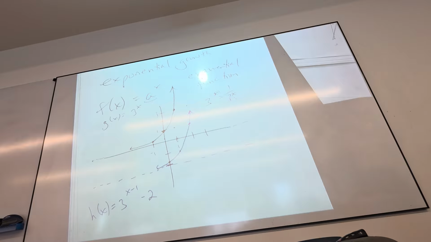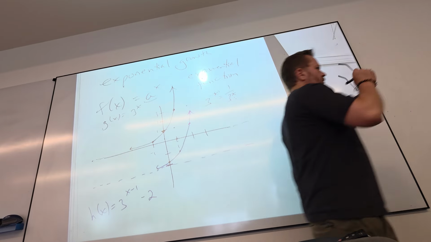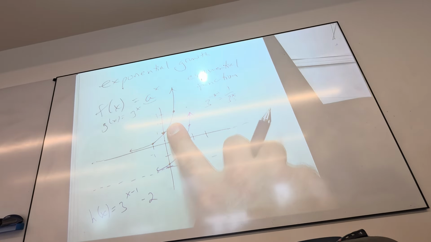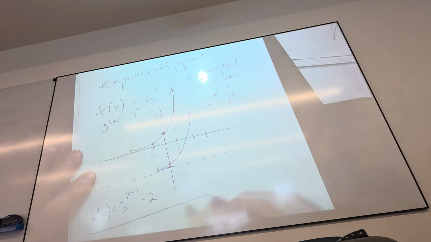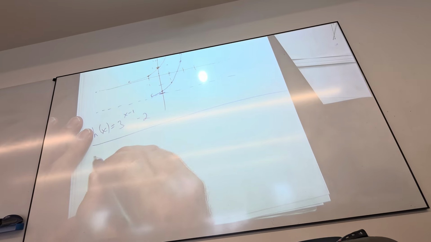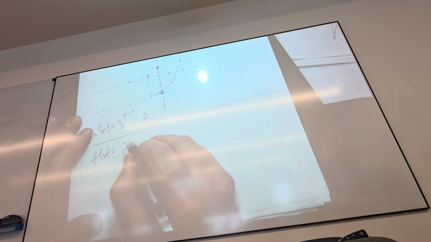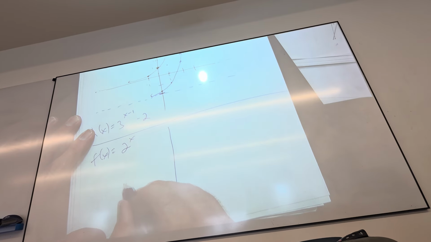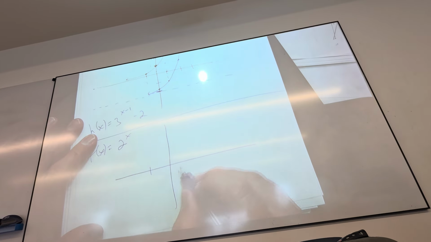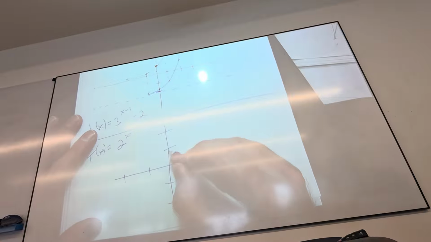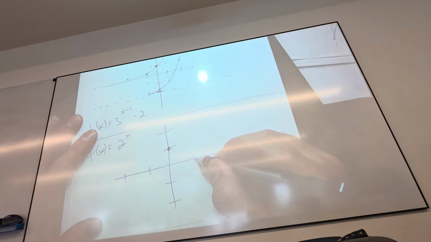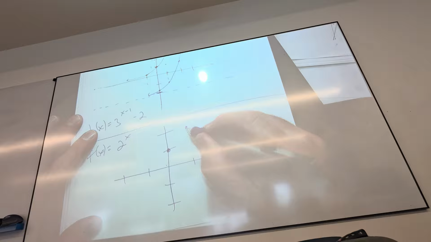What did we do immediately after we graphed an example exponential function? We did something. Let me graph another one. You guys help me out. How would I graph 2 to the x? Can somebody give me the 3 main points here? 0, 1. 0, 1, good. 1, 2.